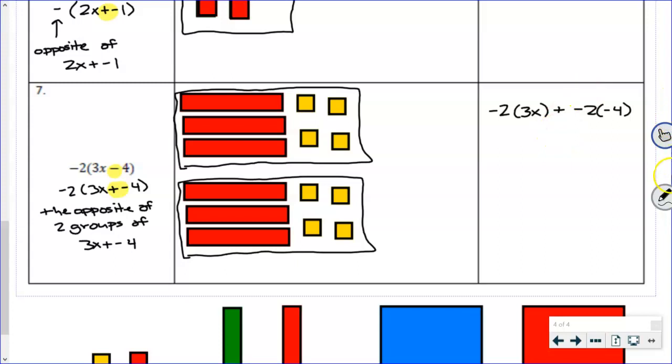So then we can really start breaking this down. If I have two groups of 3x, that's 6x, but I have the opposite of that. In other words, -2 times 3x is -6x. And the opposite of two groups of -4. Start with just two groups of -4. Two groups of -4, we saw that model, that was -8. But now when I have the opposite of -8, I end up with a +8. In other words, -2 times -4, a negative times a negative is a positive.